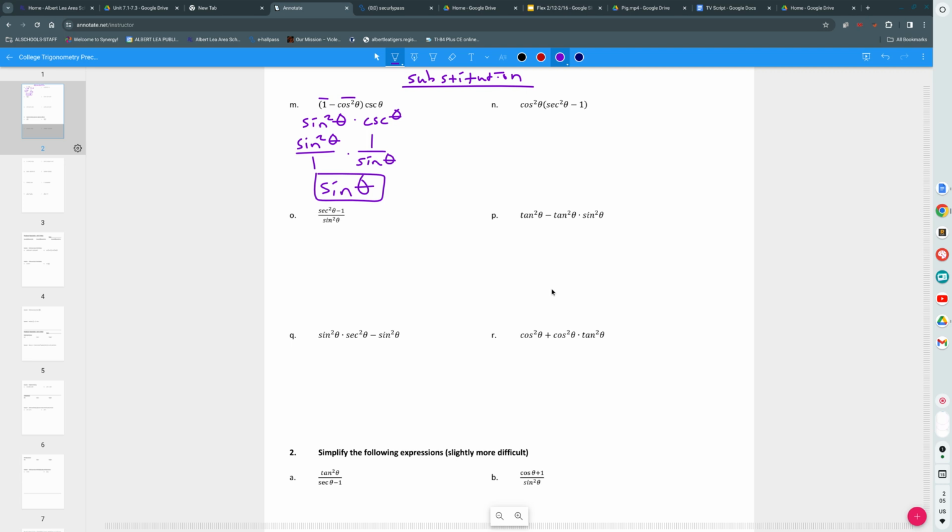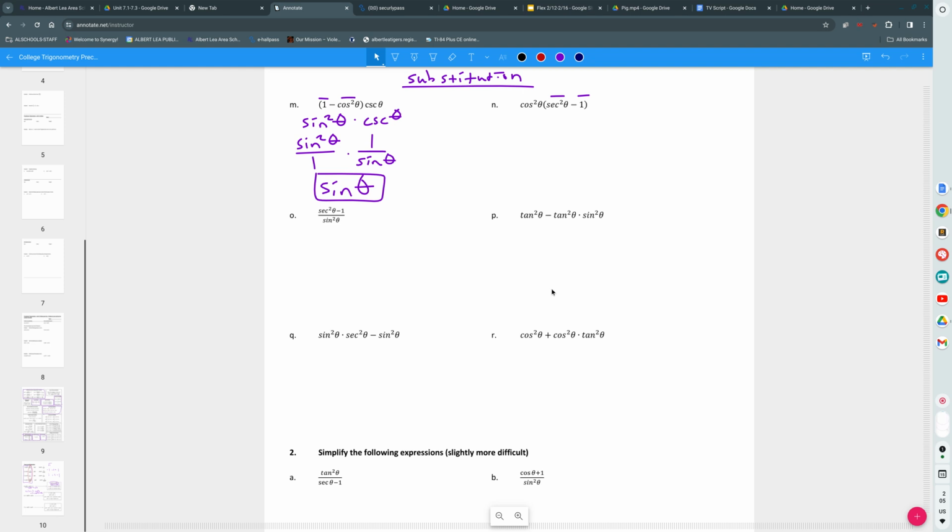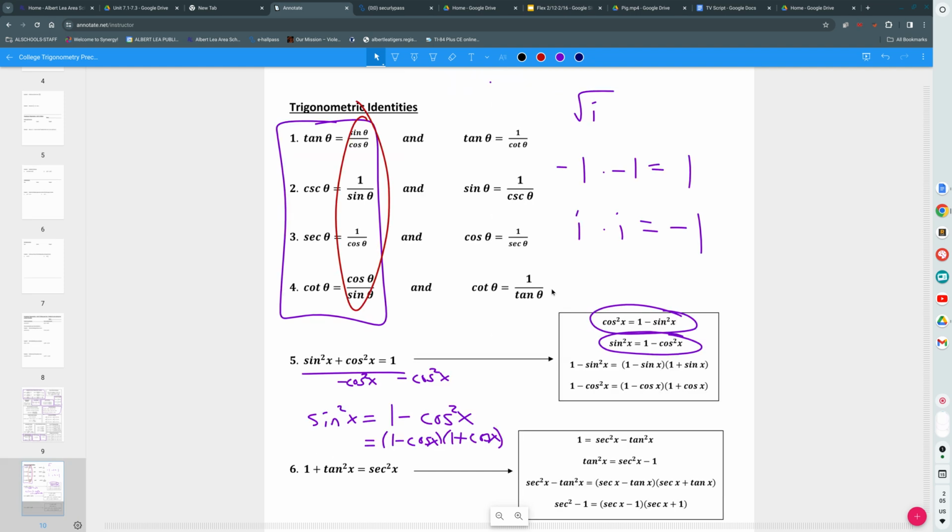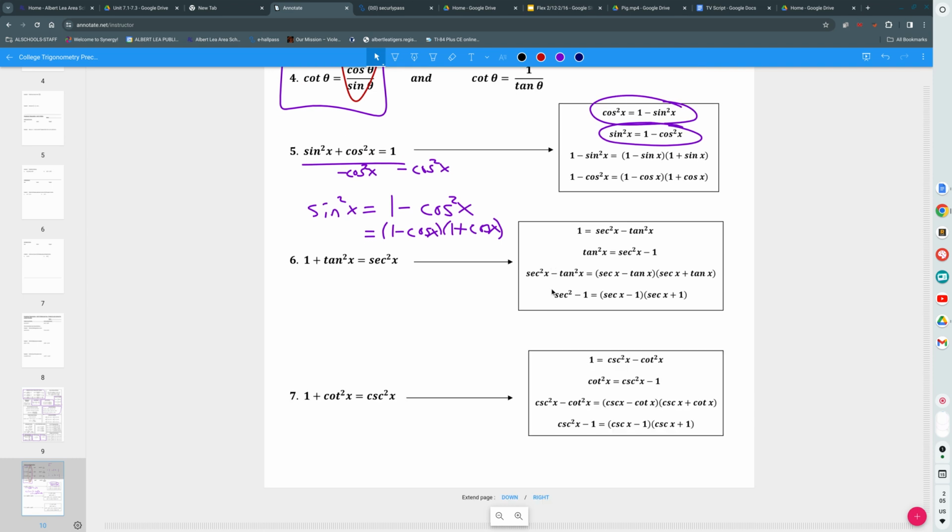Notice in my next example, you have secant squared minus 1. Again, I have a squared and a 1. Look at that sheet of notes. Do you think that that's going to draw our attention to formula number 5, 6, or 7? Six. I see a secant squared and I see a 1. It must have something to do with this right here, right?